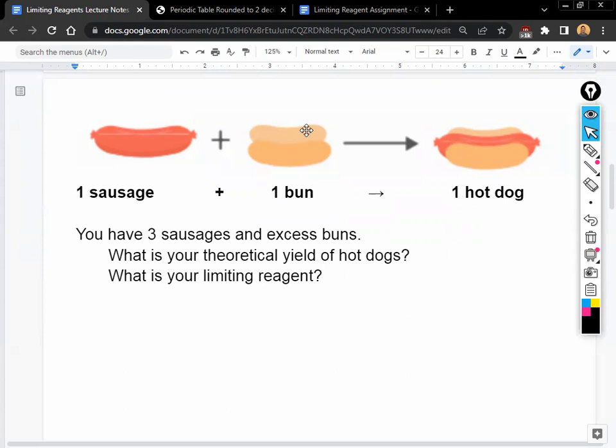Why are you shaking your head? Do you make your hot dogs a different way? Gee, you're gross. Okay, but anyway, one sausage and one bun make one hot dog.